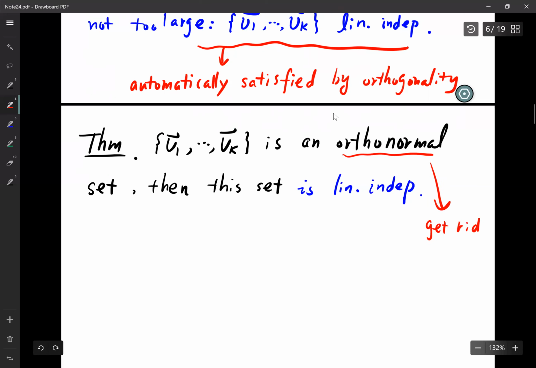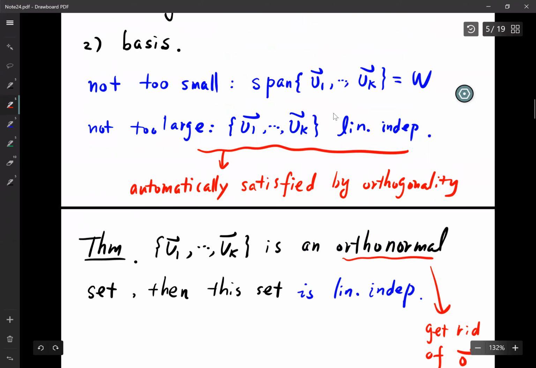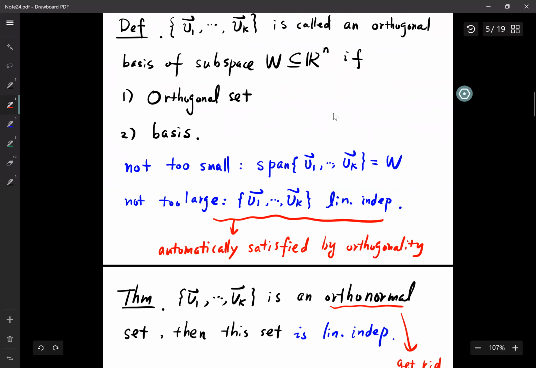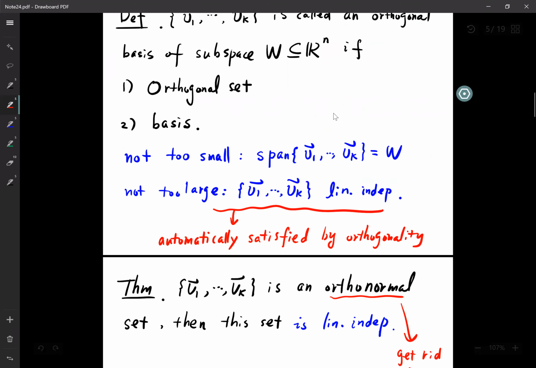Can you go back one slide really quickly? Here? Yes. I just need to write it down. Thank you. Okay, no problem.